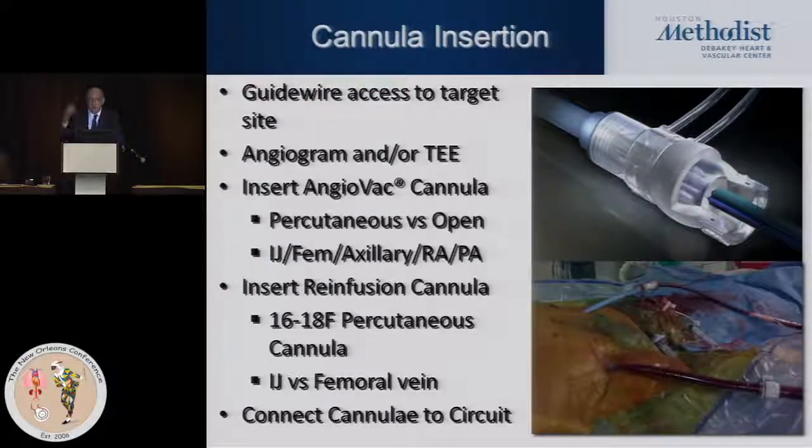The approach can be from the IJ or from the femoral. Femoral access is preferred. And the reinfusion cannula, which we typically insert through the IJ, is a 16 to 18 French Biomedicus arterial cannula. 17 French is what I typically use. Then you connect them up to the circuit, and that's what the tip looks like when it's inserted.